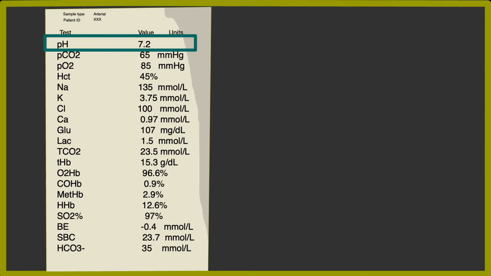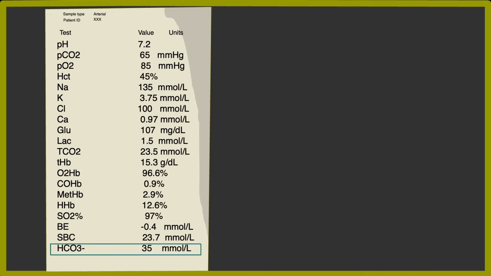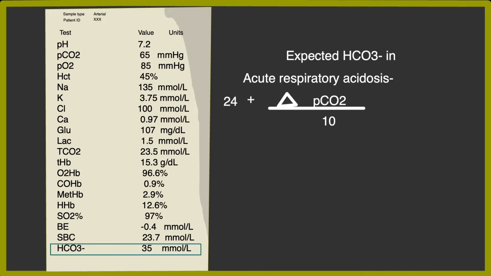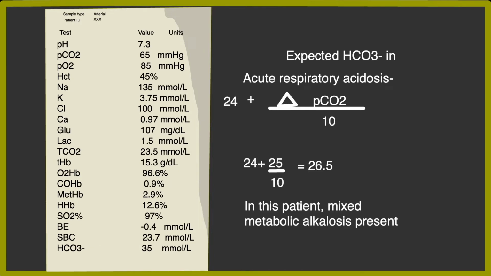Now let us suppose the pH of this patient is 7.2. His PCO2 is high, so he has a respiratory acidosis. His bicarbonate is 35. Now the expected bicarbonate in acute respiratory acidosis is 24 plus delta PCO2 by 10. In this patient, we expect 26.5, but it is 35, so there is a mixed metabolic alkalosis as well.